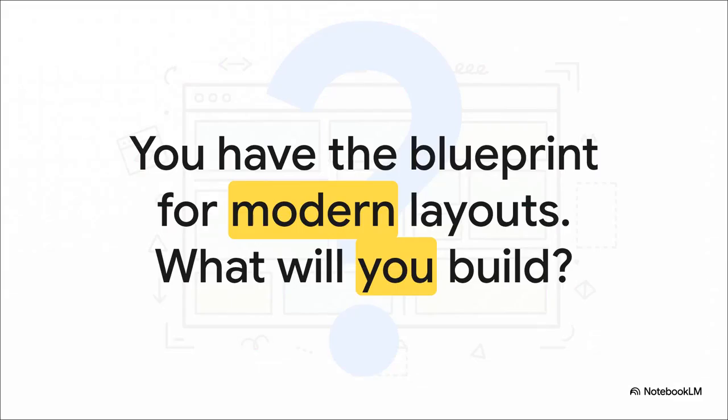So there you have it. The container, the tracks, the placement, and the alignment, that's really the core of CSS Grid. You now have the fundamental blueprint for building pretty much any layout you can imagine on the web, and you can do it with clarity and power. So the only question left is, what are you going to build with it?